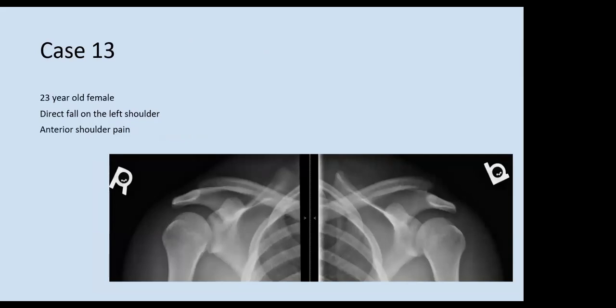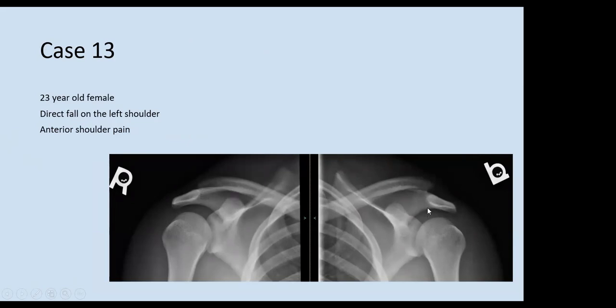Case 13, we have a 23-year-old female patient who presented with a direct fall on the left shoulder joint, with anterior shoulder pain. These are both shoulders, right shoulder, left shoulder, for the same patient. When we look at the acromioclavicular joints, we see a normal acromioclavicular joint here. We see normal coracoclavicular distance here.